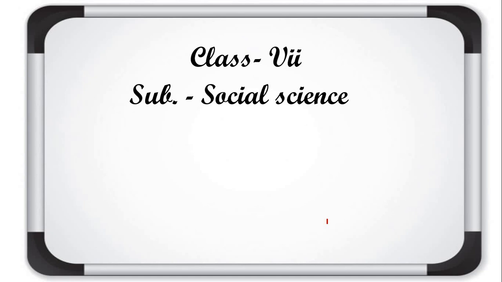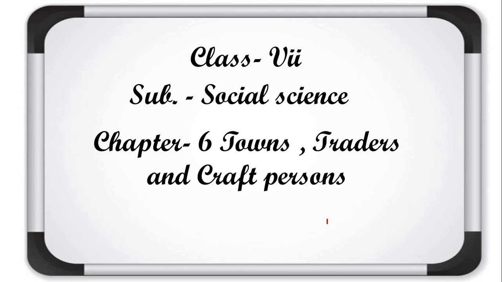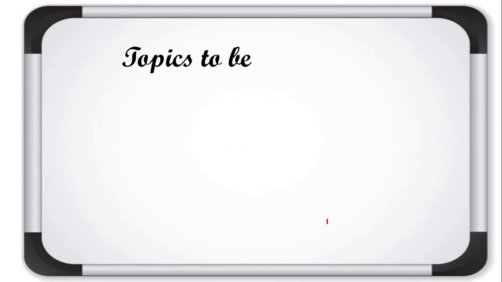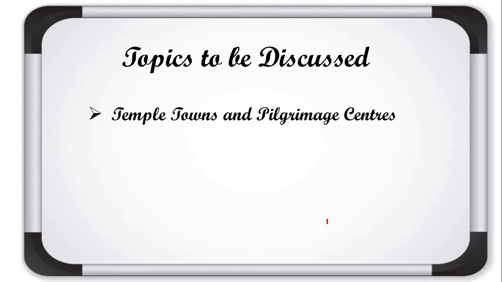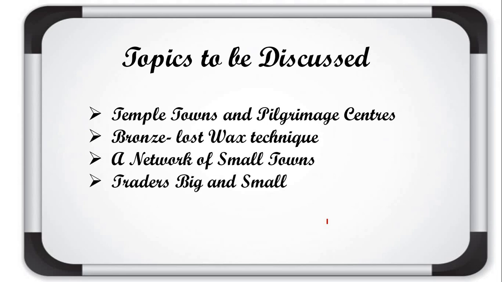Today we are going to start History Chapter 6, Towns, Traders and Craftspersons. It is the first lecture of this chapter, and in today's lecture, the topics to be discussed are: first, temples, towns and pilgrimage centers. Second, bronze, the lost wax technique, a network of small towns, traders big and small, administrative centers, and in the last, homework will be given to you on the basis of the taught topics. So students, let's start today's discussion.